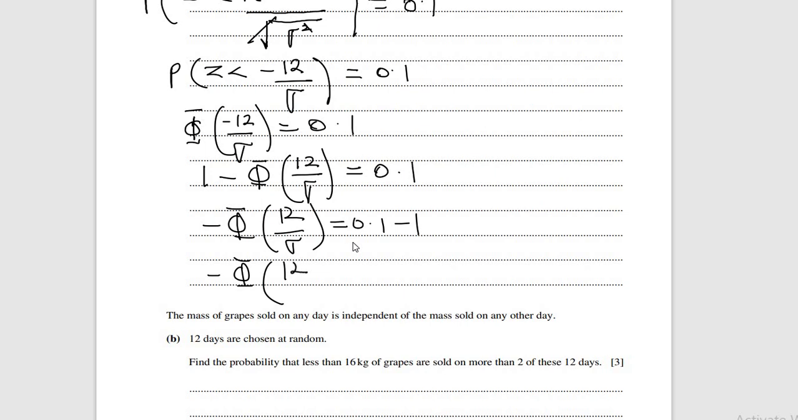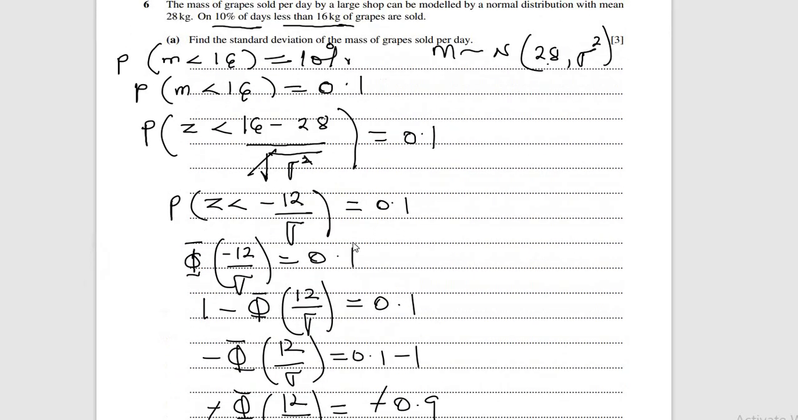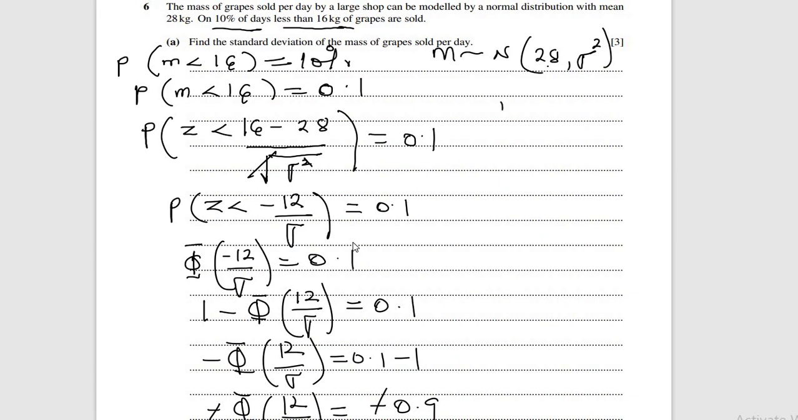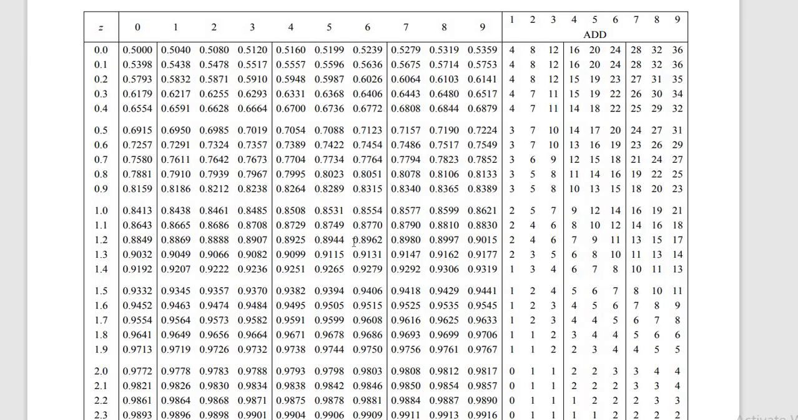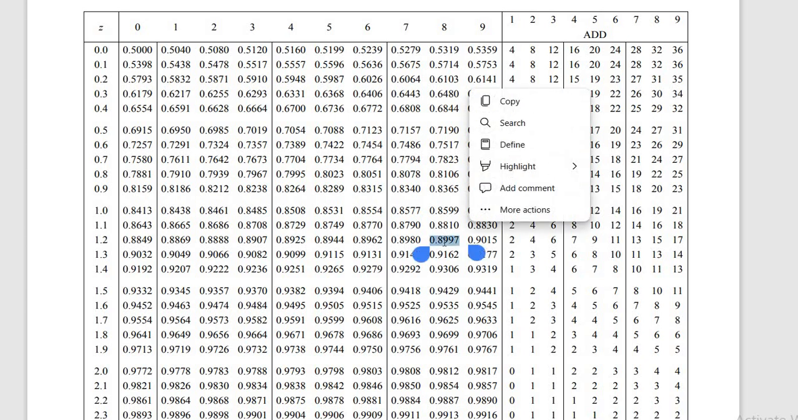Minus phi of 12 over sigma gives me 0.1 minus 1. That's minus 0.9. Minus cancels minus. So now 12 over sigma is equal to the inverse of 0.9. Sorry, it's 0.9, not 0.1. So the table, that's the reason why I said this is my preference. 0.8997 is approximately the strongest 0.9. So it's not 0.9 on the dot, but the strongest 0.9.